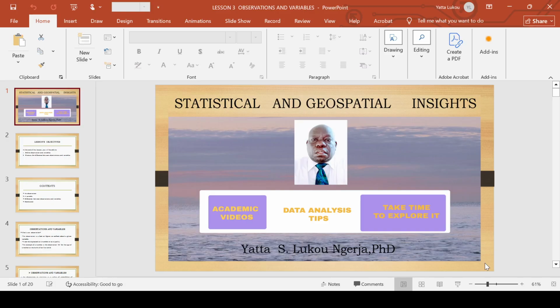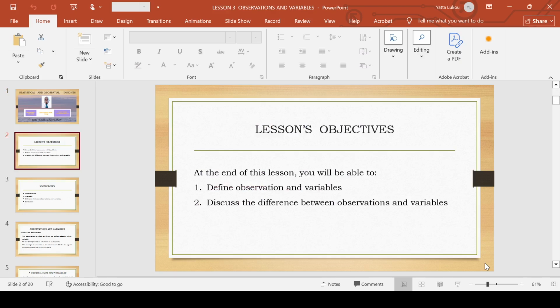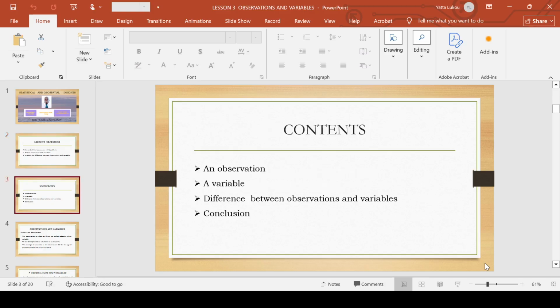Today, we are meeting in lesson number 3, which is about observation and variables. At the end of this lesson, you shall be able to define observations and variables. You should also be able to discuss the difference between observation and variables.